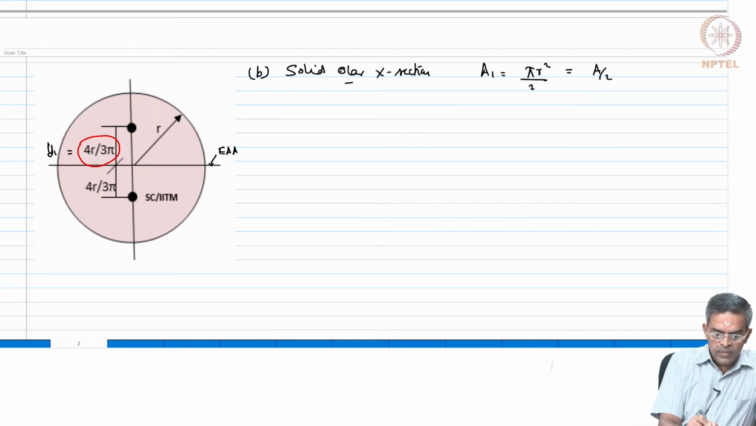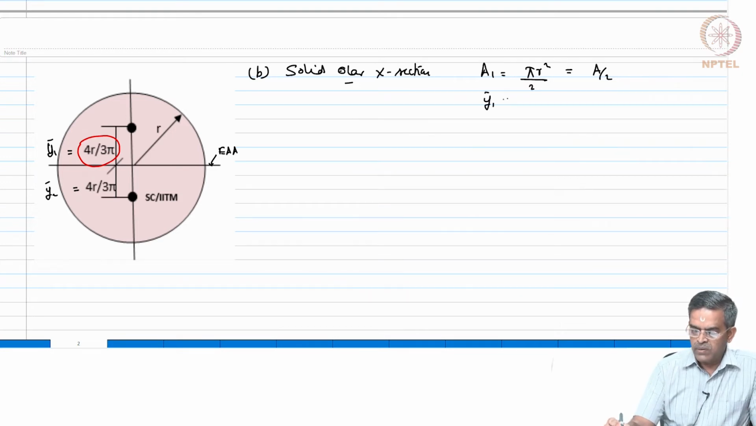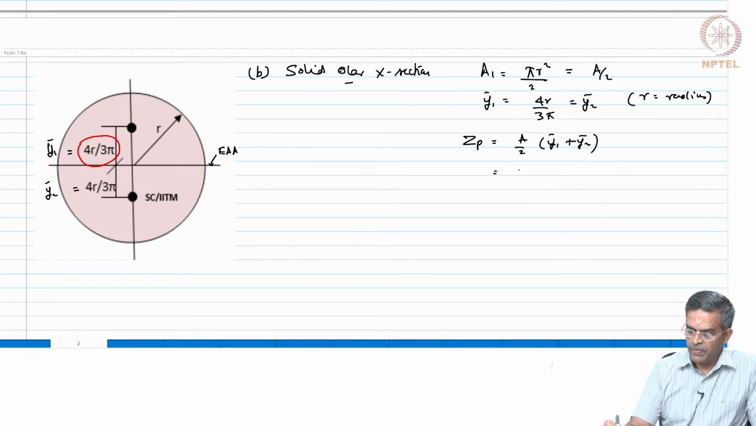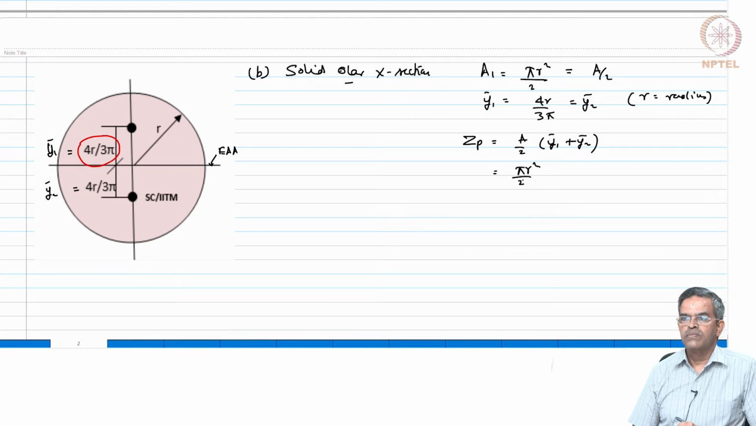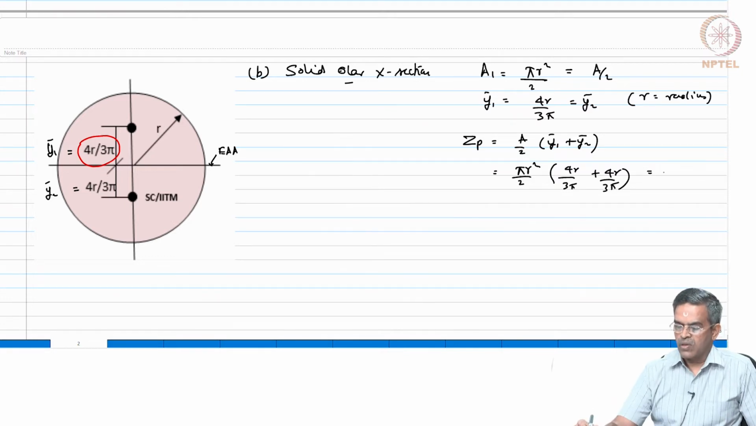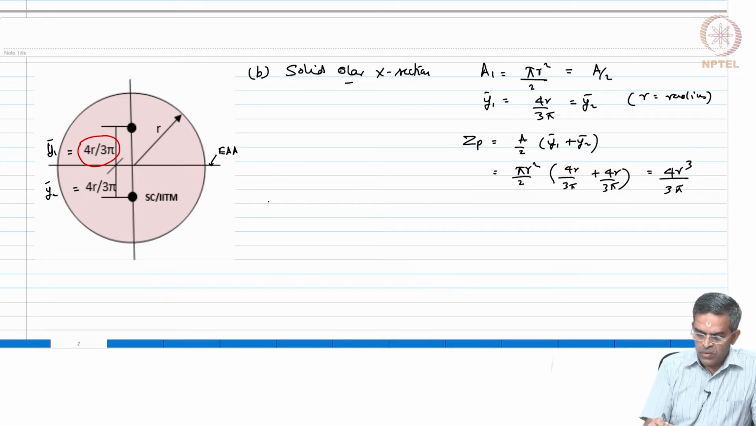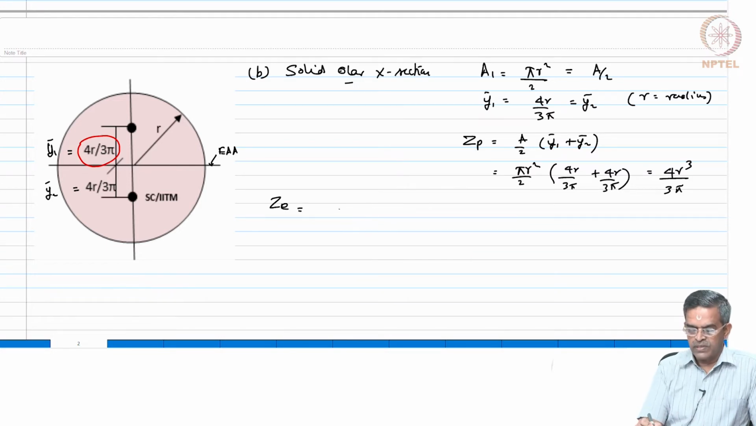And if I say this as y bar 1 and this as y bar 2, we know y bar 1 is 4r by 3 pi, which is also same as y bar 2, where r is the radius of the solid cross section. So, we already have an expression for ZP, section modulus plastic, which is A by 2 times y bar 1 plus y bar 2. Let us substitute that here. A is pi r square by 2, that is A1, y bar 1 4r by 3 pi plus y bar 2 4r by 3 pi, which I will get as 4r cube by 3 pi.